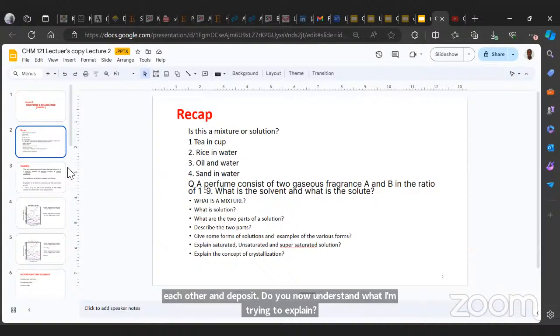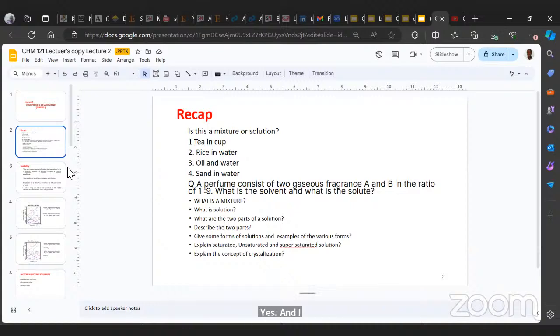Yes. And I gave you some examples of solutions. Remember, tea in water is a solution because if you leave that tea for a very, very long time, there will be a separation. Rice in water is not a solution. It's not homogeneous, so we'll say it's a heterogeneous mixture. Solutions are homogeneous mixtures.